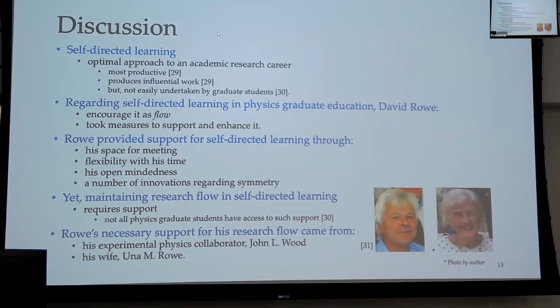Okay, self-directed learning, as we mentioned, is the optimal approach to academic research. It's the most productive and it produces the most influential work. But here's the problem: it's not easily undertaken by graduate students. So regarding physics graduate education, David encouraged flow and took measures to support and enhance it. Remember, flow is that type of self-direction. He provided the support for self-direction through his space for meeting, his flexibility with his time, his open-mindedness, and a number of innovations regarding symmetry.